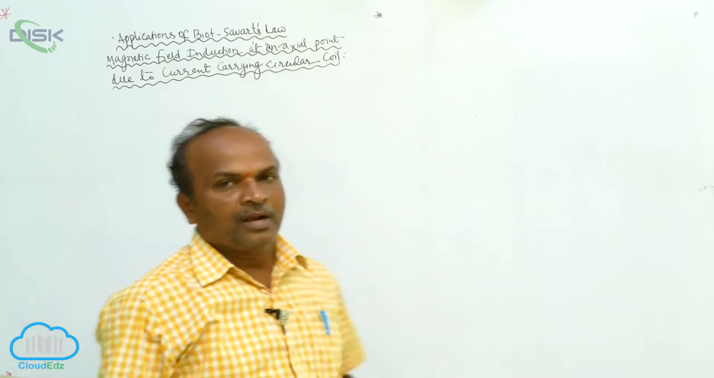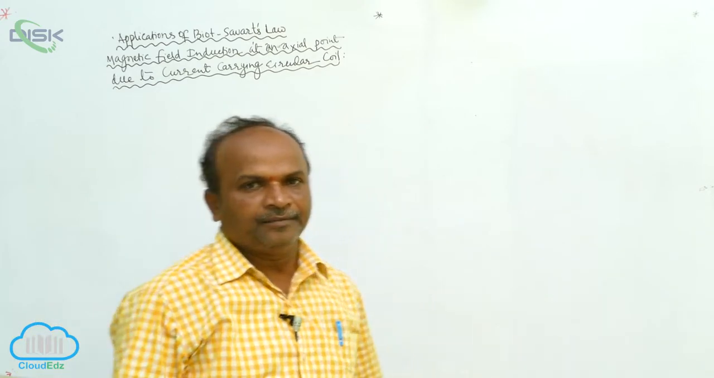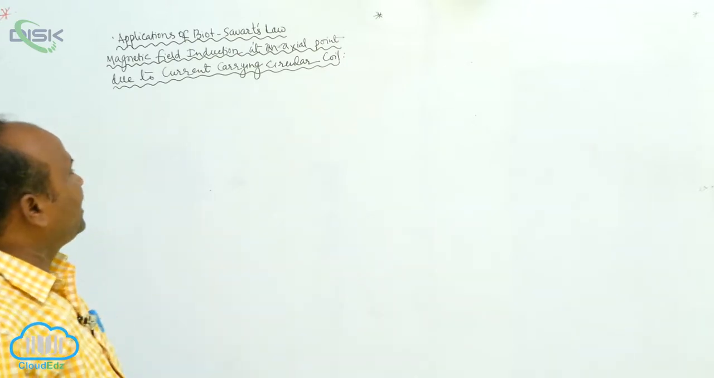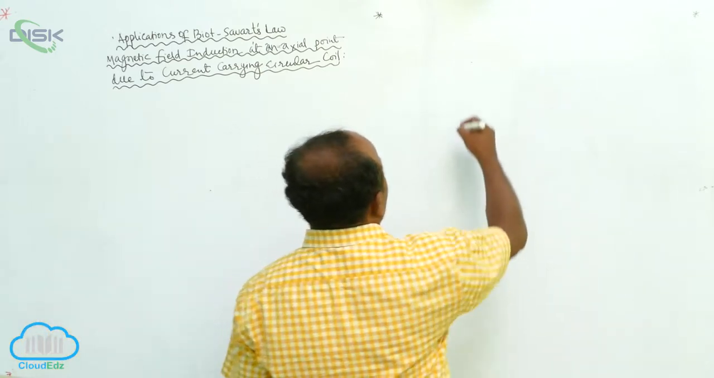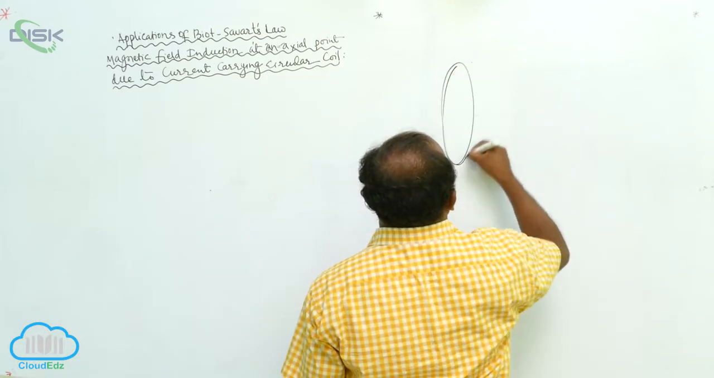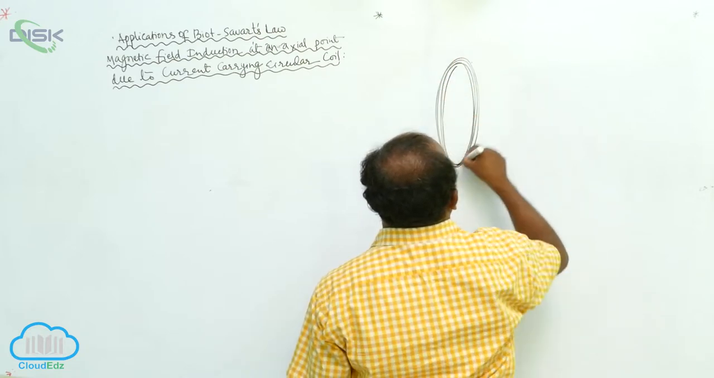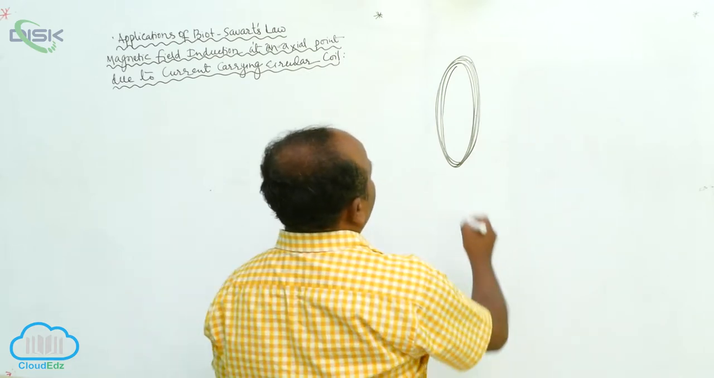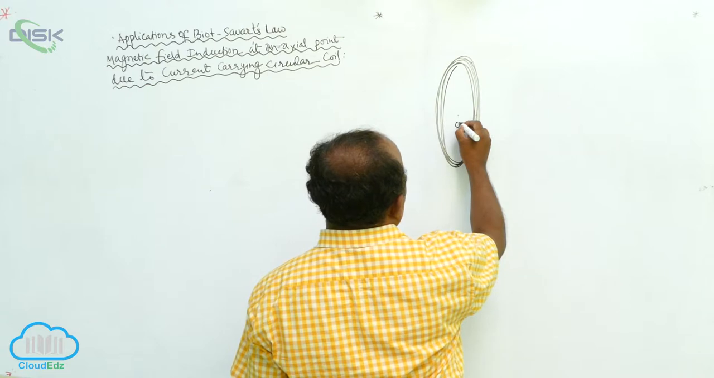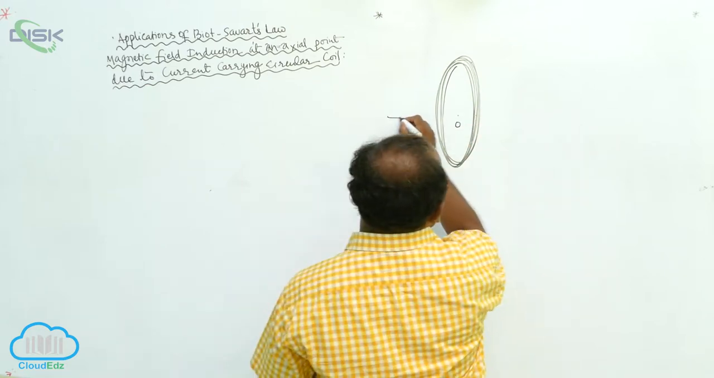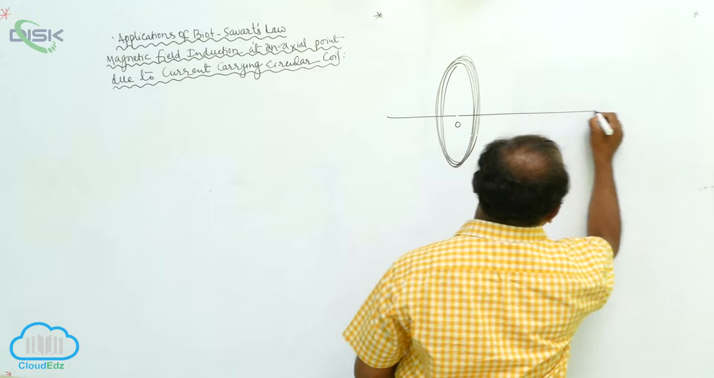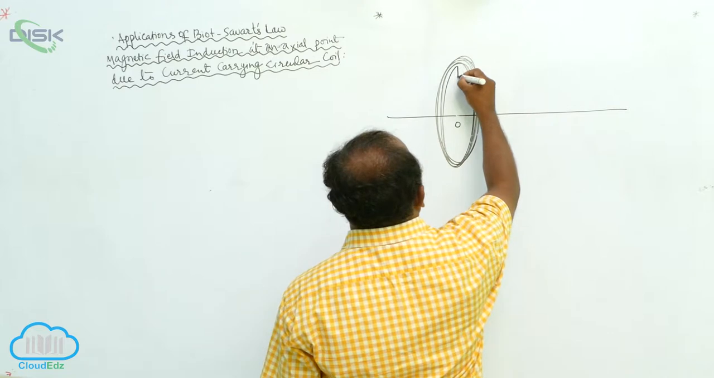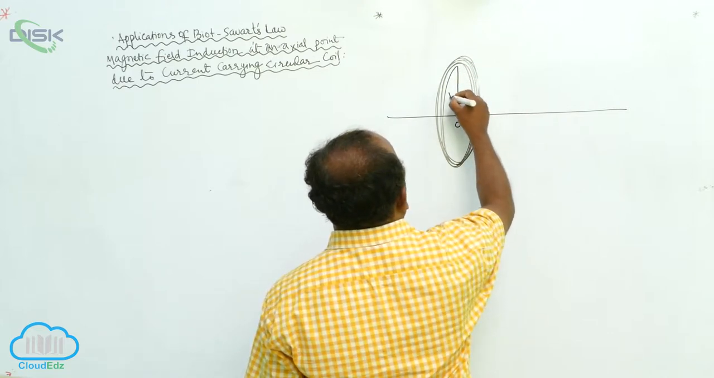Now, let us consider a current carrying circular coil, right? What is the center? This is the center. What is the axis of the coil? This is the axis of the coil. What is the radius of the coil? Capital R is the radius of the coil.